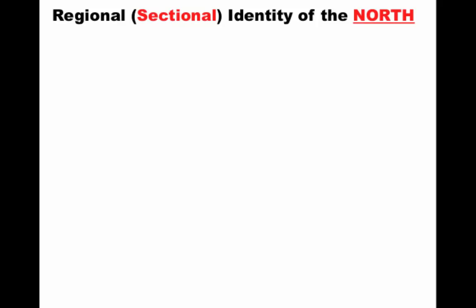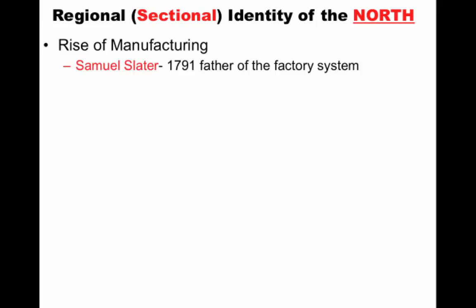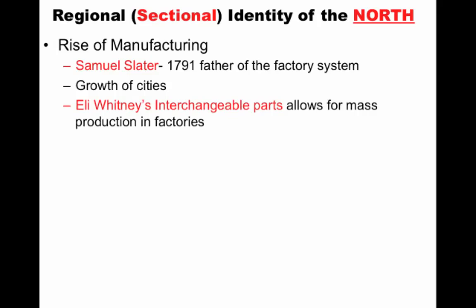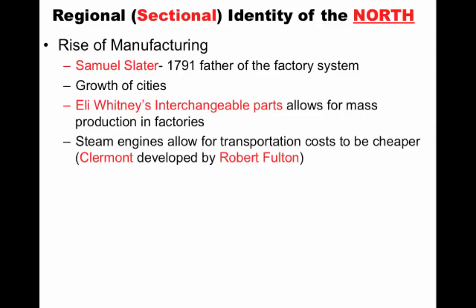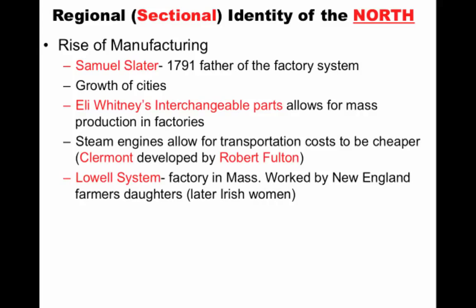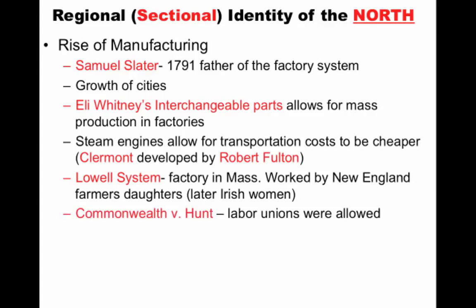There's also going to be a unique regional identity of the North. While the South is relying on Southern agriculture and especially slave labor, you're going to see the rise of manufacturing in the North. Samuel Slater, known as the father of the factory system, the growth of cities. Eli Whitney's interchangeable parts allows for mass production in factories. The steam engine, developed by Robert Fulton with the Clermont, allows for transportation costs to be cheaper. The Lowell factory system in Lowell, Massachusetts, worked by New England farm daughters, later Irish immigrants. All of this is changing the economy of the North.